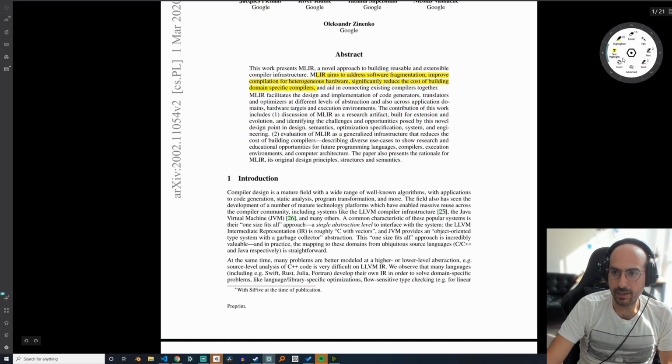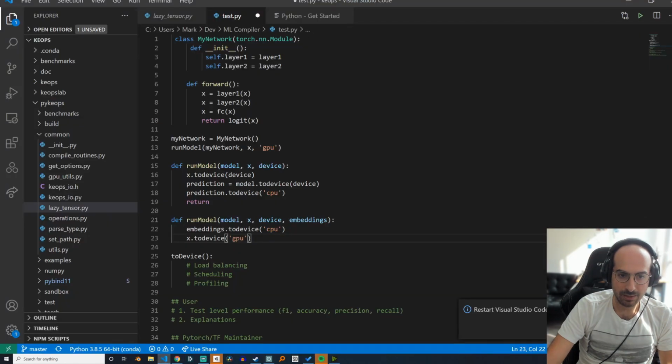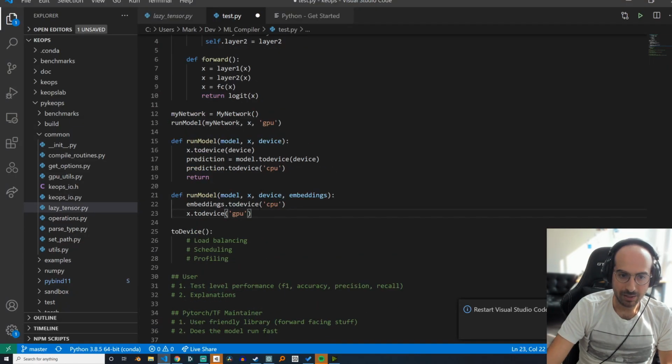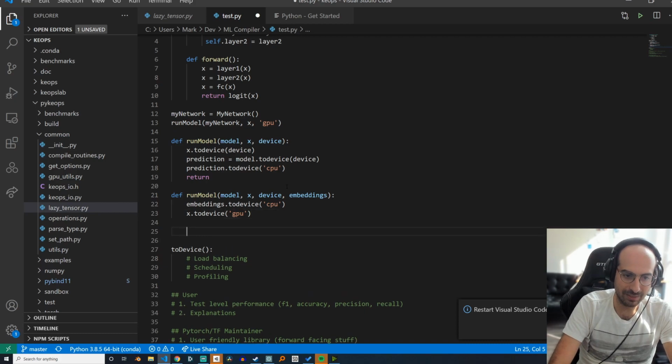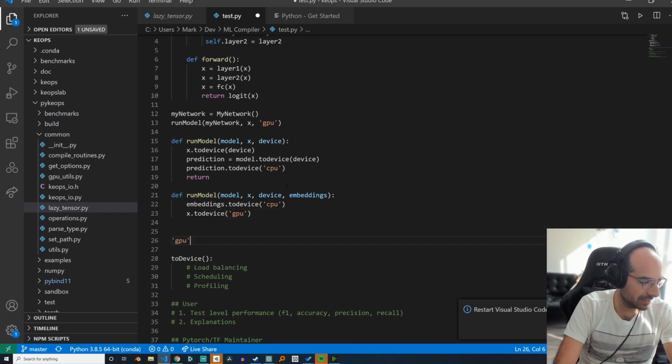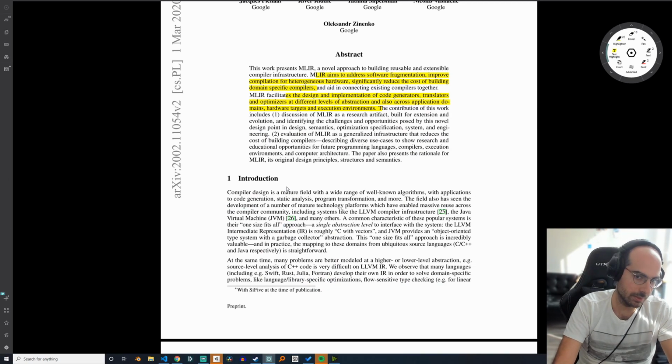MLIR facilitates the design and implementation of code generators, translators, and optimizers at different levels of abstraction and also across application domains, hardware targets, and execution environments. Back to this example here: when you say GPU, this is also ambiguous. It could be AMD, it could be NVIDIA, but then it also differs by the type of GPU. There's all sorts of stuff going on here, and the code just seems to work fine across them, and that's not by accident.